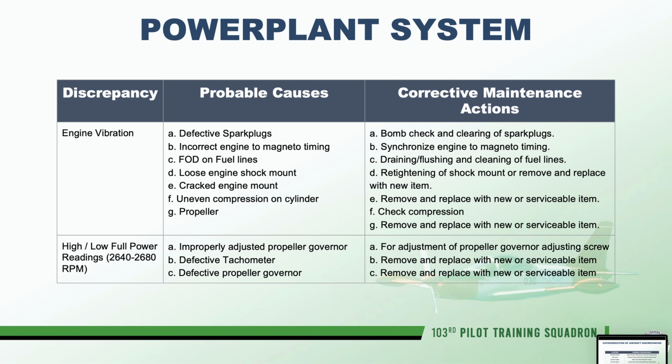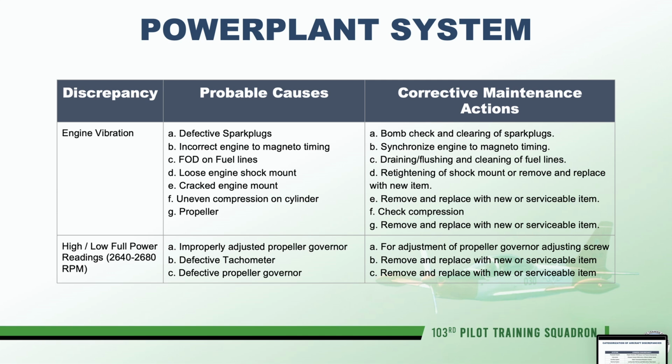Engine shock mount: a loose or cracked shock mount can transmit vibrations throughout the airframe. Retighten or replace as needed. Cylinder compression: perform a compression test to identify cylinders with low compression, which can indicate internal engine wear or damage. Propeller damage: inspect the propeller for any signs of damage, such as cracks, dents, or imbalances. Remove or replace the damaged propeller.